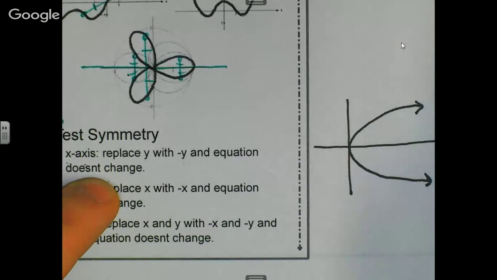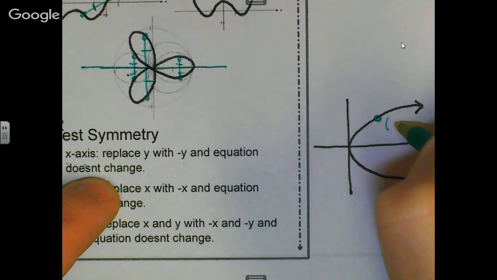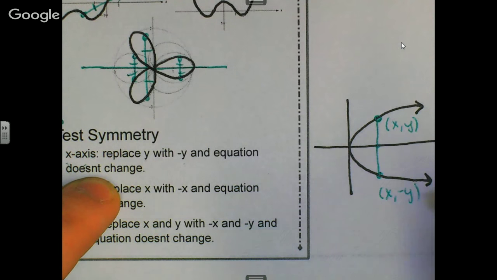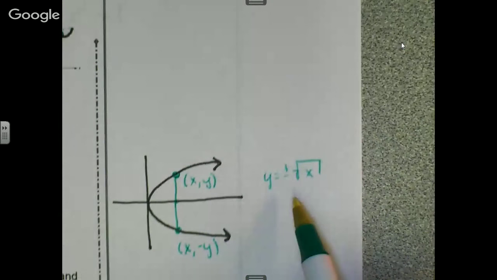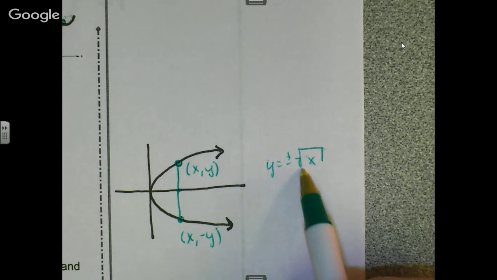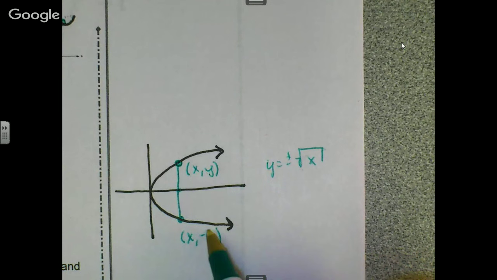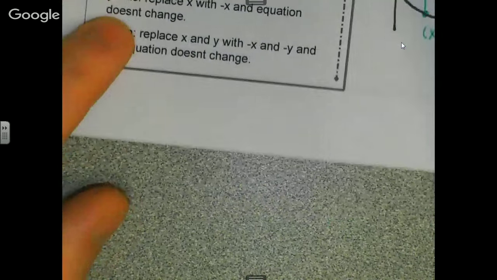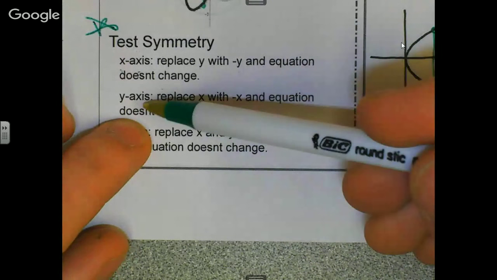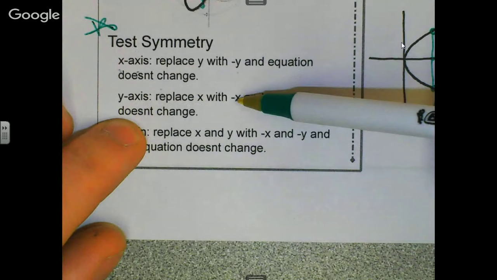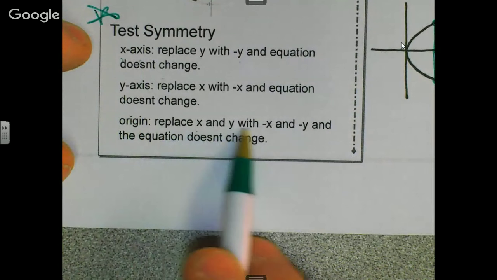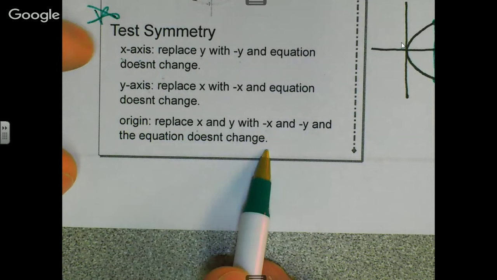They make it true. Well, if I take this ordered pair right here, that's x, y, and if I map it through that over here to x, negative y, the equation hasn't changed. It's still the same equation. So if I plug in negative y for y, I get the same thing. Hence x-axis symmetry. I do the same similar thing with y symmetry. So y-axis symmetry: replace x with negative x and the equation doesn't change. Origin: replace x and y with negative x, negative y, and the equation doesn't change.